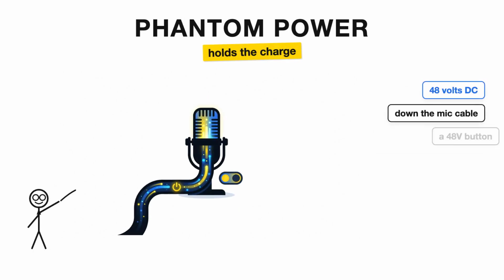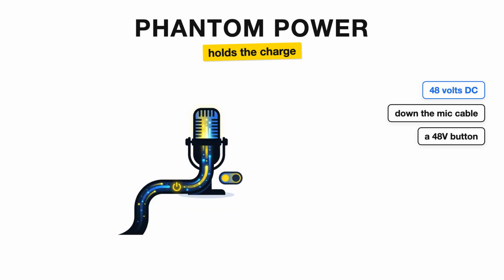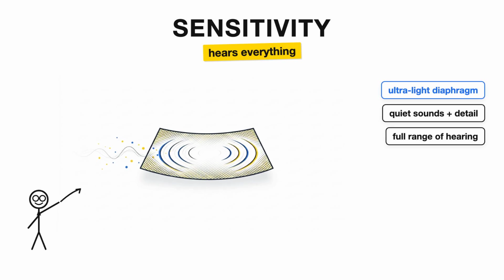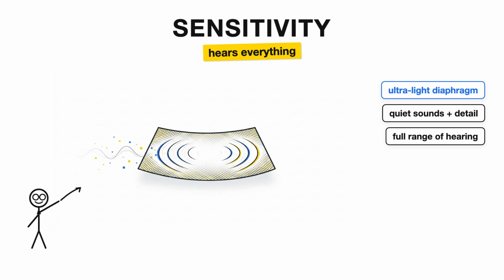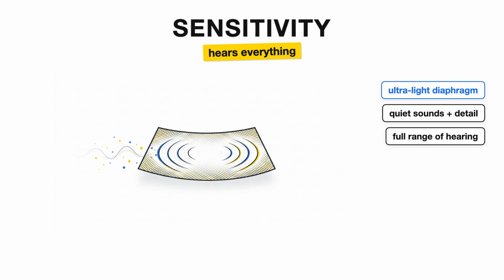The critical difference: condenser mics need external power to hold that electrical charge between the plates. That power is called phantom power, 48 volts of DC current running through the same cable as your audio signal. It is now standard on virtually every audio interface and mixer. You just see it as a button labeled 48 volts and press it before recording. What does the condenser design give you? Sensitivity. The diaphragm is extremely light, barely any mass to move. It responds to quiet sounds, high frequencies, and detail a dynamic mic rounds off. Condenser mics typically capture the full range of human hearing.